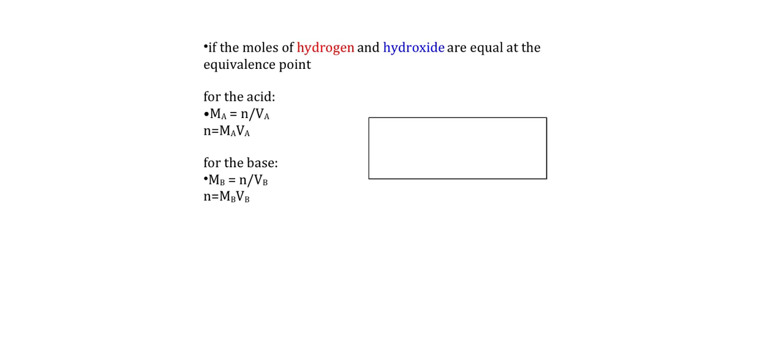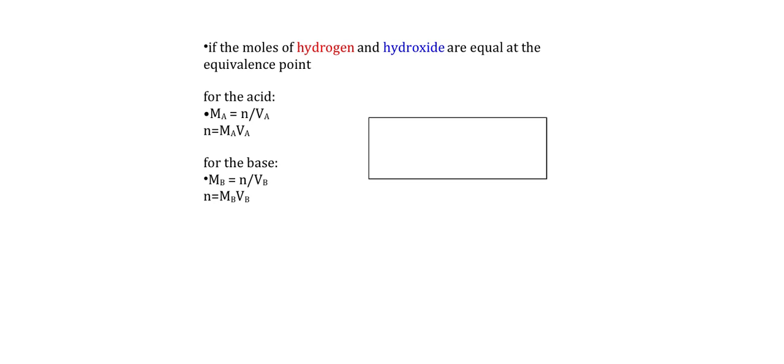At the equivalence point, we've added enough base to neutralize all the acid, or we have equal moles of hydrogen ion and hydroxide ion. So if we think about our molarity equation and the molarity of the acid, it would be equal to the moles of the acid per liter of acidic solution. Same for the base. The molarity of the base is equal to the moles of the base per liter of basic solution. At the equivalence point, your moles are equal to each other.